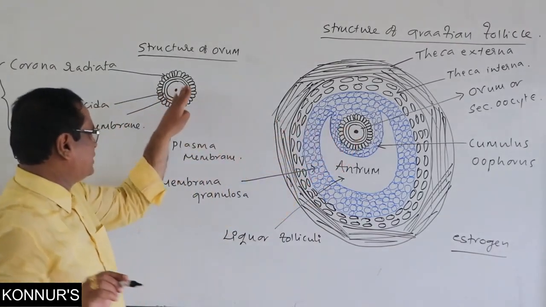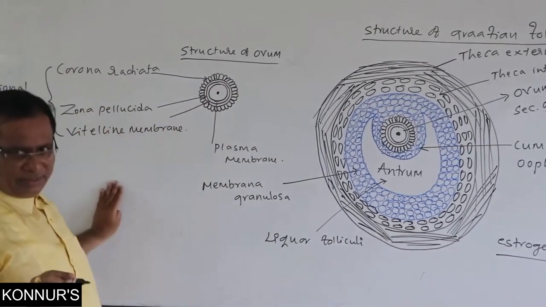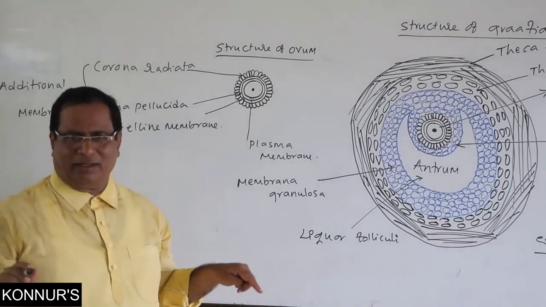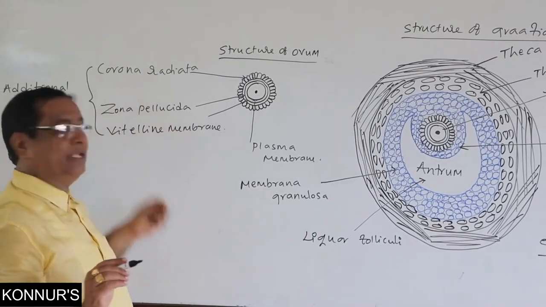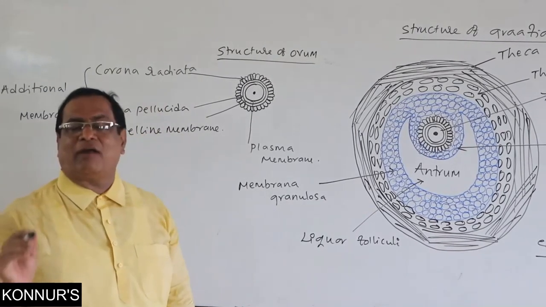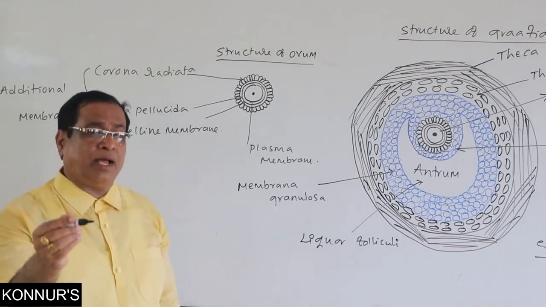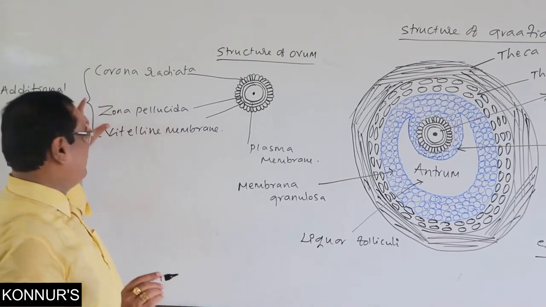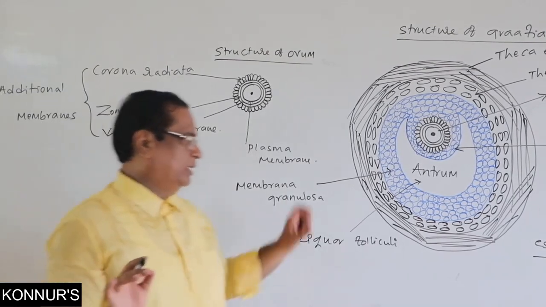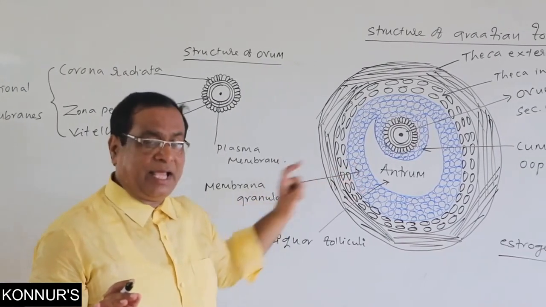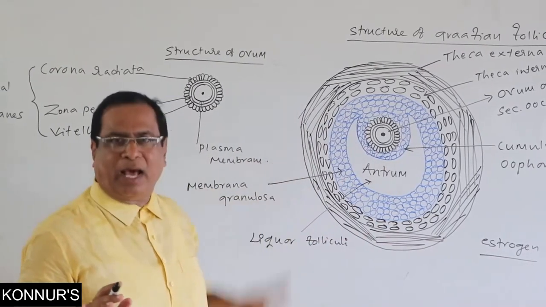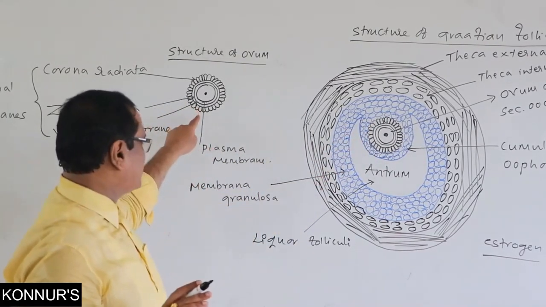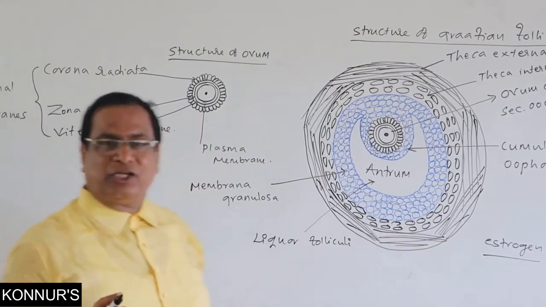This ovum or secondary oocyte I have drawn separately with additional membranes, and the plasma membrane is not an additional membrane. It is the membrane of that cell. But in addition to that, these 3 layers are formed. Usually additional membranes are formed either by ovarian tissue, even by the fallopian tube, even by the uterus also. These additional membranes will form. It's about the structure of the Graafian follicle. In case they ask separately, you have to draw and explain the parts, and it's better to draw that ovum or secondary oocyte separately to indicate the 3 additional membranes.